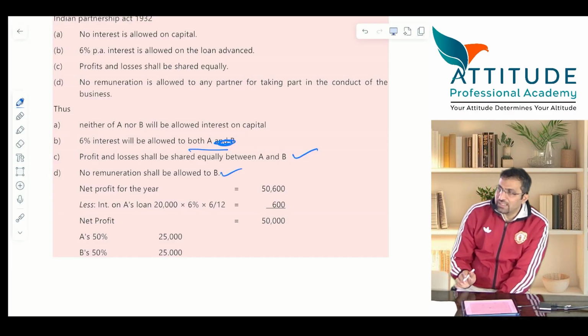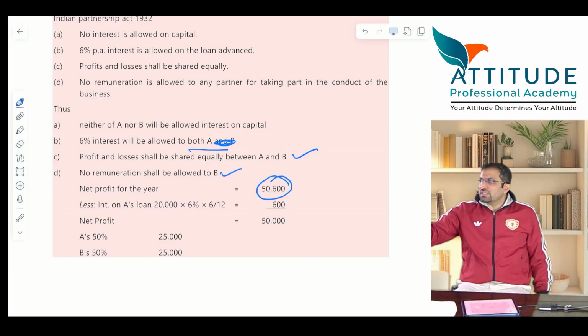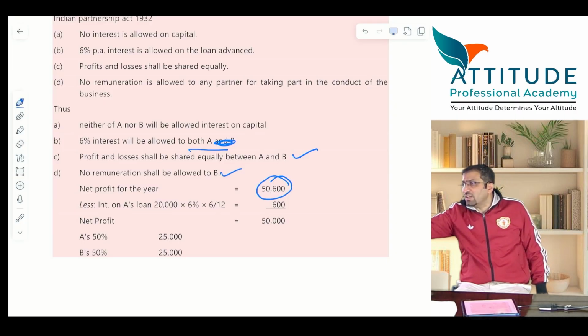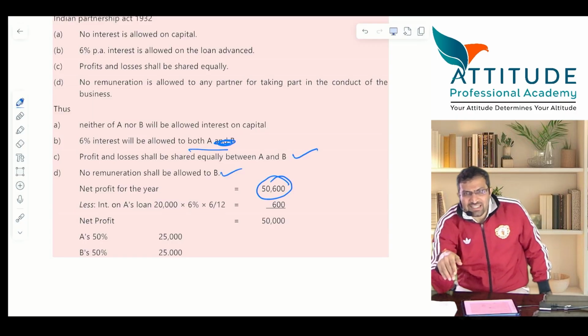Correct. Now tell me, 50,600 is the profit. Out of 50,600, only one item will come as a P&L item. What is that? Interest on loan. Interest on loan will not come as an appropriation. It will come as a P&L item. But anyway, you have to deduct it.